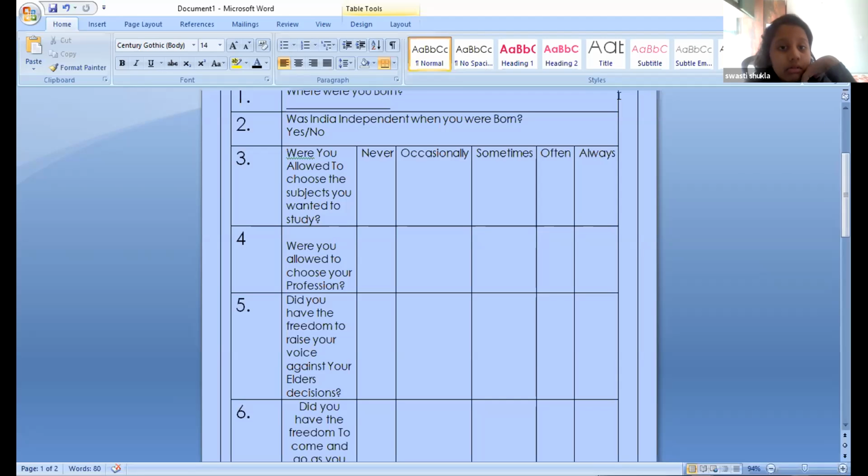Mehran, in the table which ma'am had shown us, never, occasionally, sometimes, often, and always came in separate cells. So you should be keeping another row in which you put all of that. Let me finish up my table.